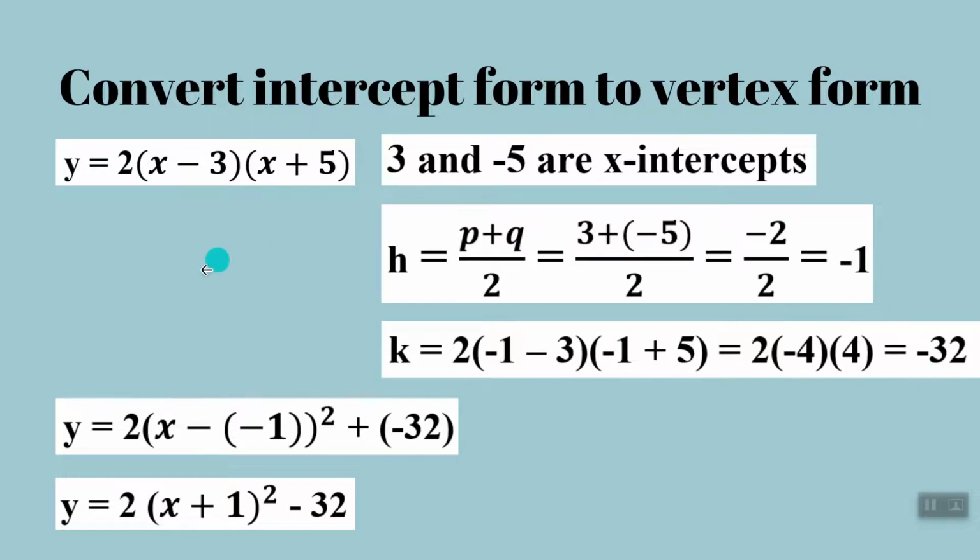Let's remember the vertex form. It was written in the form of y equals a times x minus h squared plus k. Our h represents minus 1, so I put minus 1, and our k represents minus 32, so I put minus 32. Then, when we organize the inside of the parentheses, we will get y equals 2 times x plus 1 squared minus 32 as our result.